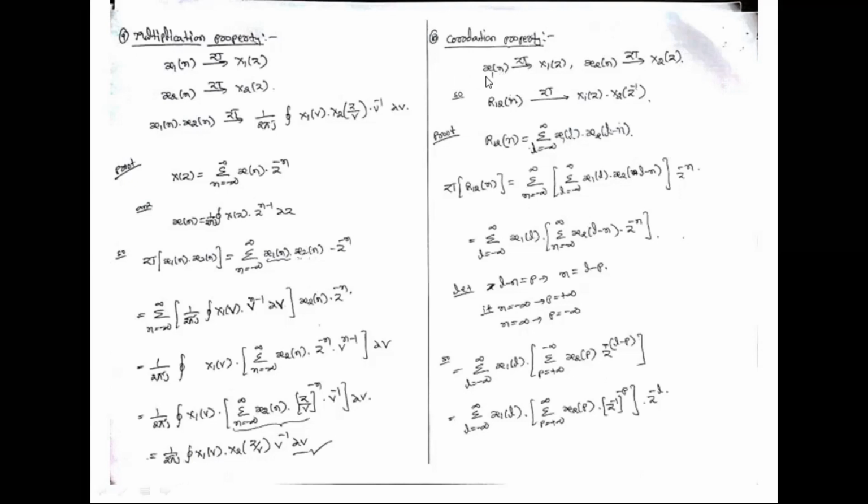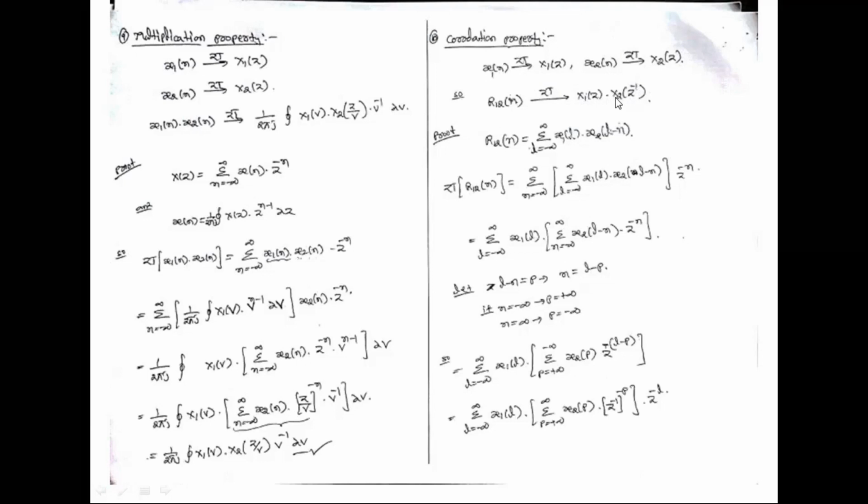The correlation property says that x1 of n has the z transformation X1 of z, and x2 of n has the z transformation X2 of z. The cross correlation here, because it's 1 and 2, is represented as r12 of n. The z transformation of r12 of n is the product of the two z transformations, but one is a time reversal z transformation: X1 of z and X2 of z inverse.